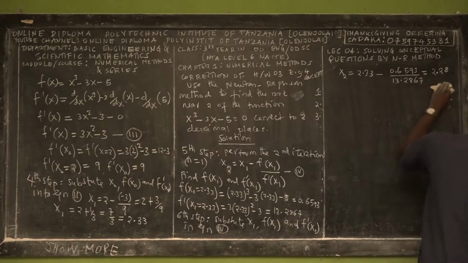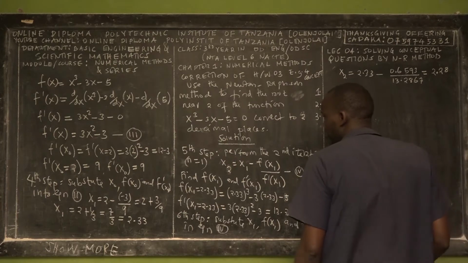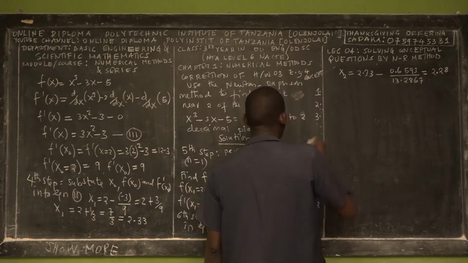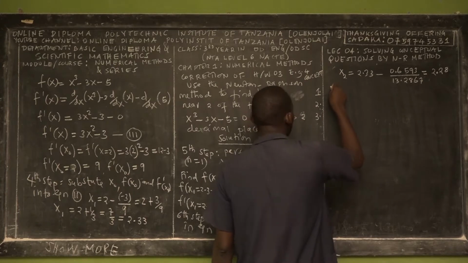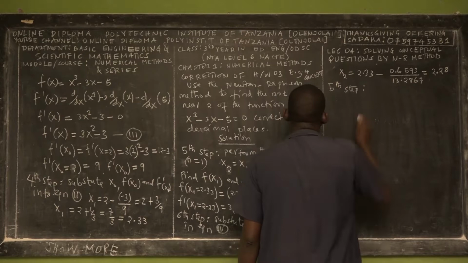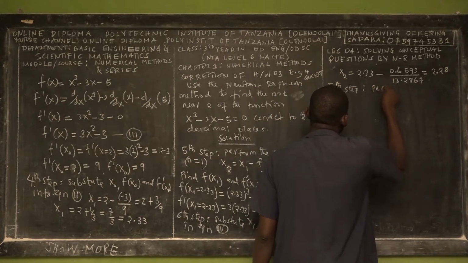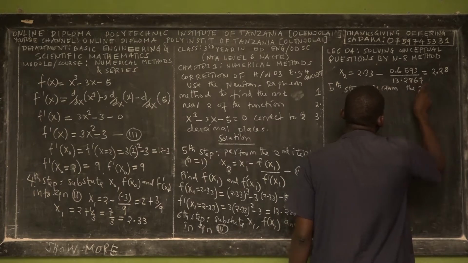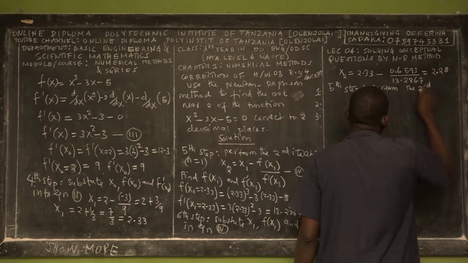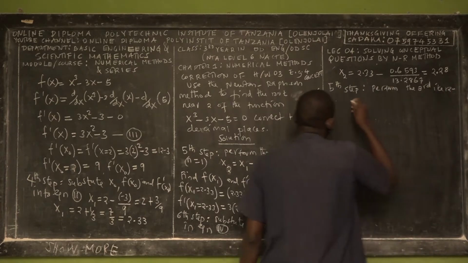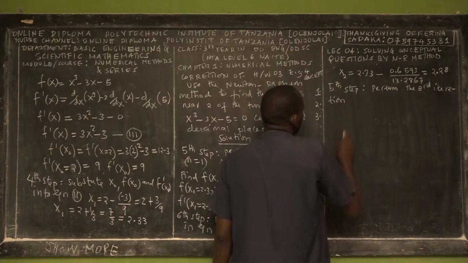So let us perform the third iteration. That will be the 7th step, right? The 7th step, we say that let us perform the third iteration. Third iteration.